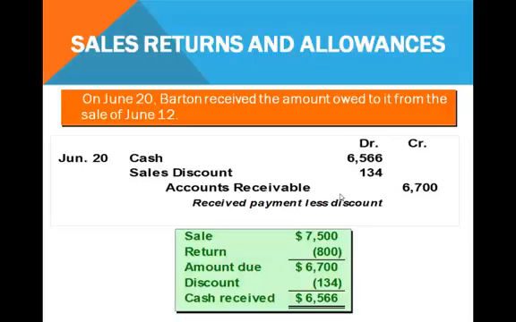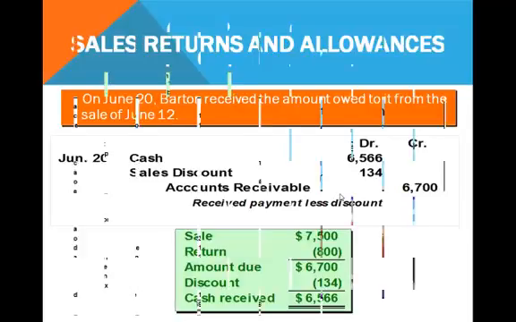After this entry is posted, the balance in this accounts receivable will be 0, indicating the account has been paid in full. On the income statement, the sales discount account of $134 and the sales return account of $800 will be deducted from the sales account of $7,500 to reflect the actual amount we earned of $6,566 from this particular sale.